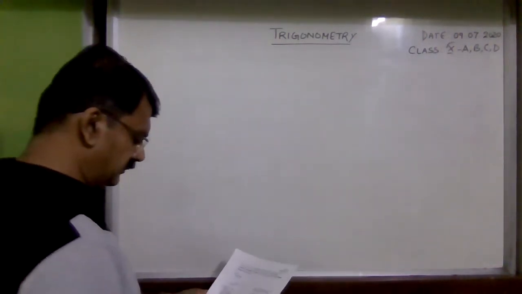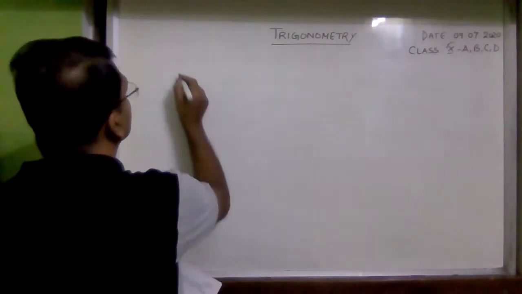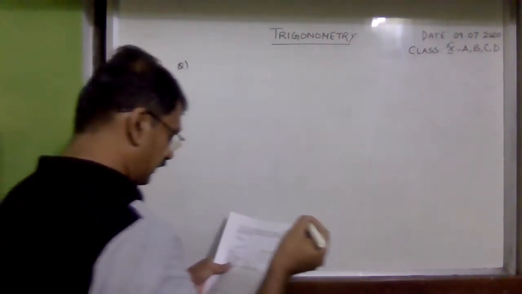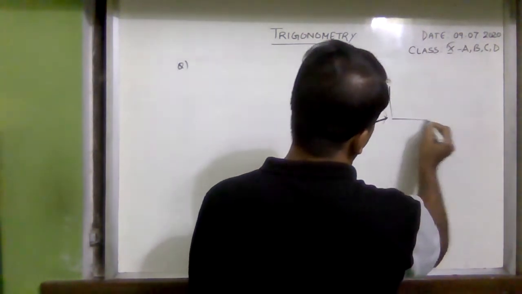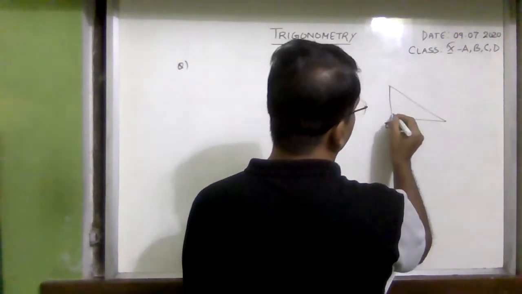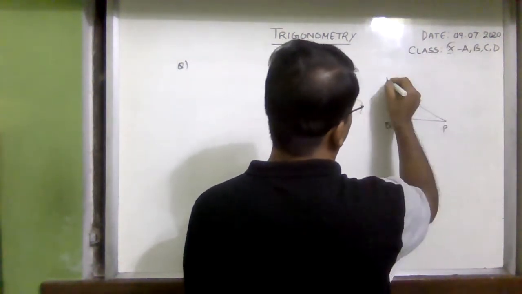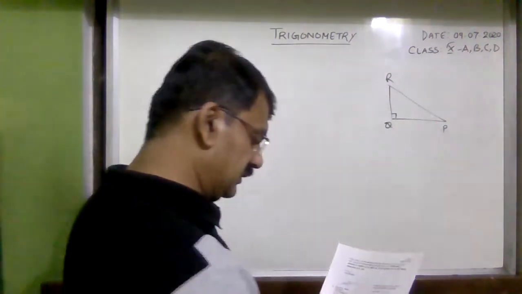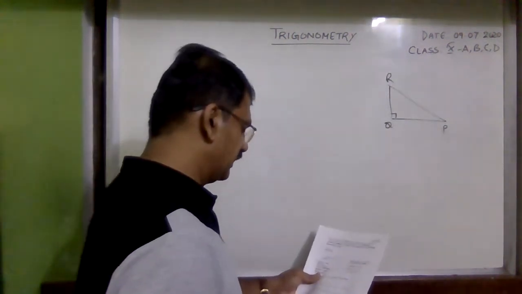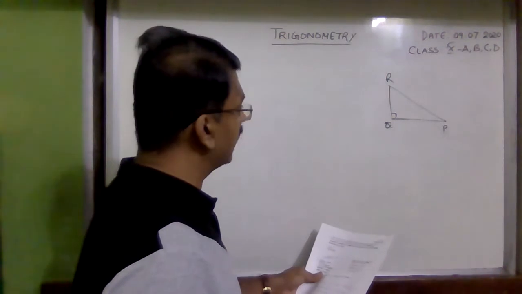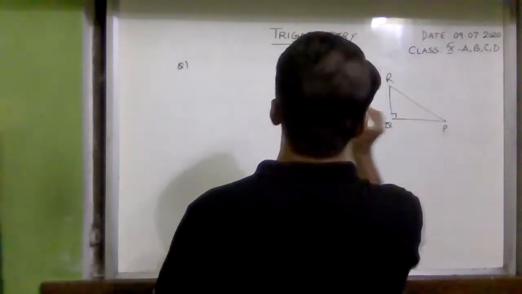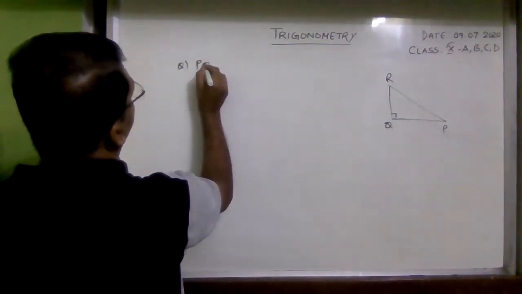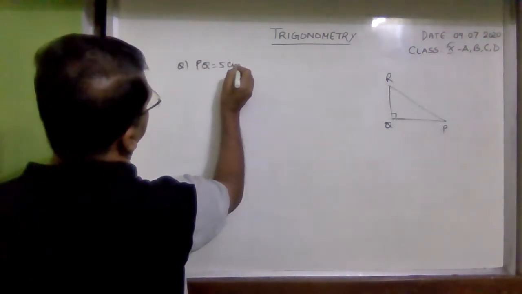The next question: there is a triangle PQR in which Q is 90 degrees. PQR is a triangle in which angle Q is 90 degrees. Now they have given the length of PQ is 5 centimeters. It is given that PQ is equal to 5 centimeters.